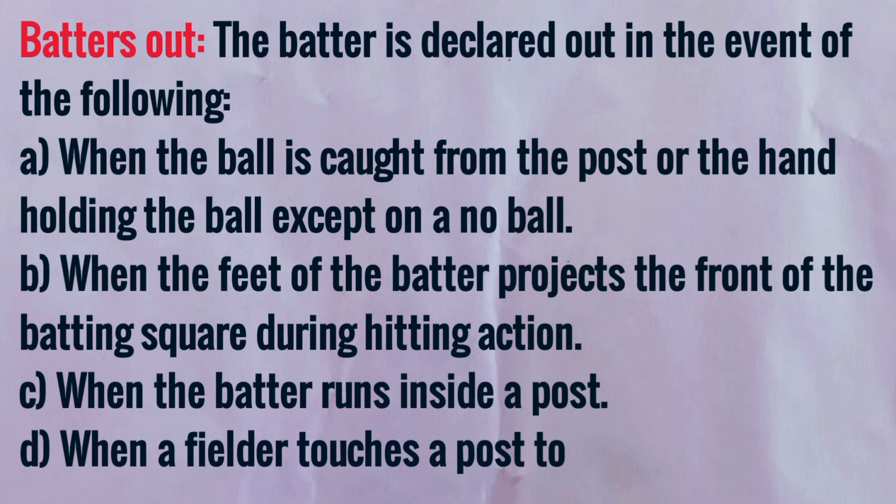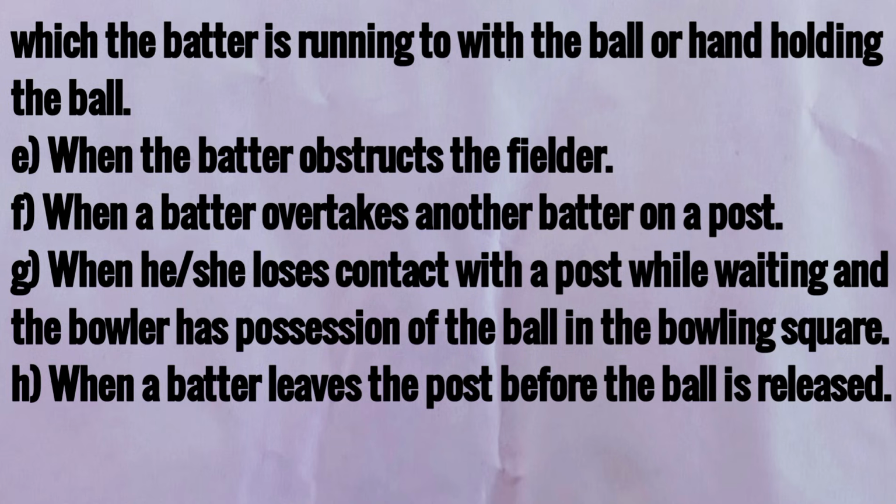Then, when a fielder touches a post to which the batter is running with the ball or the hand holding the ball, that batter will be out. You are going to post number 3, and the fielder there touches that post using the ball or the hand holding the ball, then you as a batter, you are out. Another way, when the batter obstructs the fielder, that one we discussed when a half rounder is awarded. Then when a batter overtakes another batter on a post, there are not supposed to be two on the post, so one has to get out.